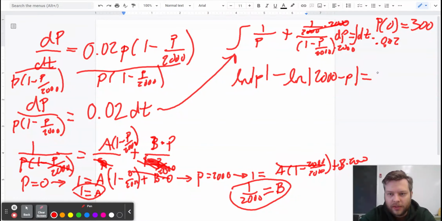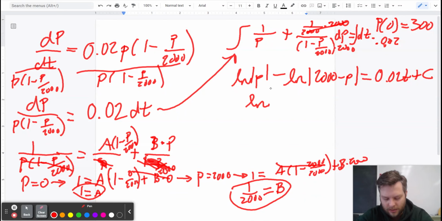And then over here, we just have 0.02t plus c. Wonderful. Okay, I'm going to combine my natural logs together. The natural logs are both positive because you have a positive number of cells, and initially the number of cells is 300, so we're in that positive branch of the domain.